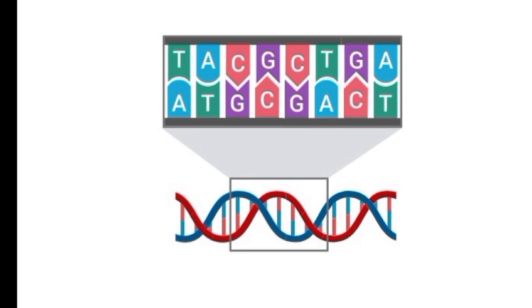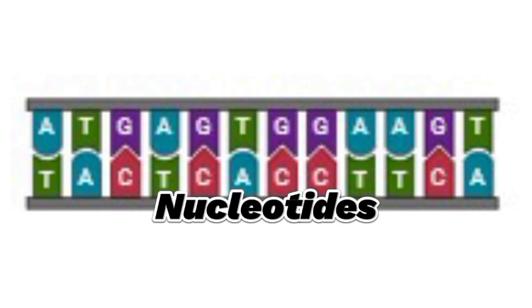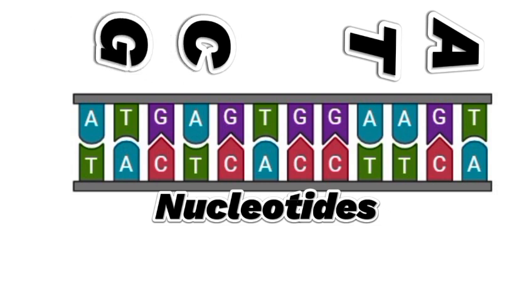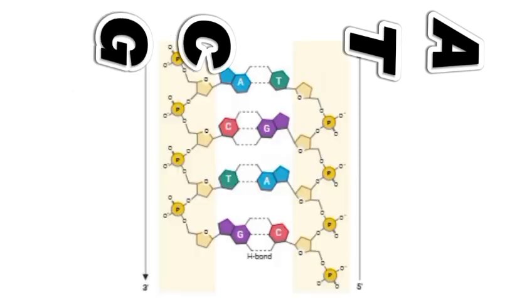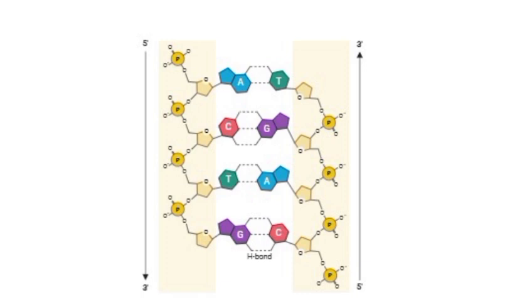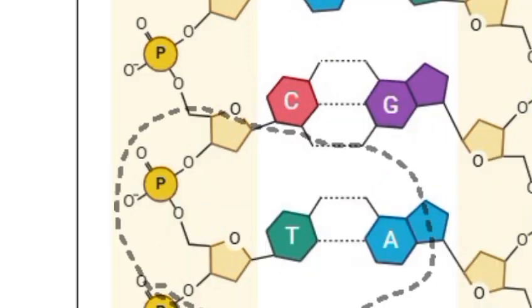is built of small repeating units, and these repeating units are called nucleotides. A nucleotide, as you can see, is the basic building block of DNA. Each nucleotide consists of three components: a phosphate group, a 5-carbon sugar called deoxyribose, and a nitrogenous base. That's why DNA is called deoxyribonucleic acid. As you can see here, the sugar is deoxyribose.